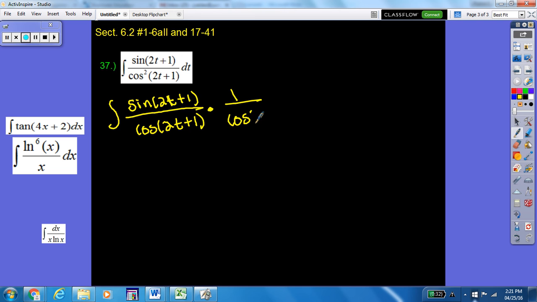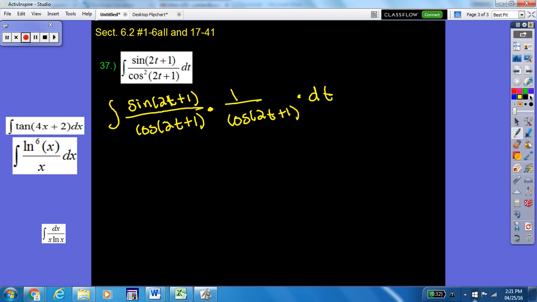And it's okay for me to write it this way, because if I multiply this expression out, times dt, you're going to notice the top stays at sine, the bottom becomes cosine times cosine, which is cosine squared. And so everything is still equivalent. I just sort of wrote it differently.